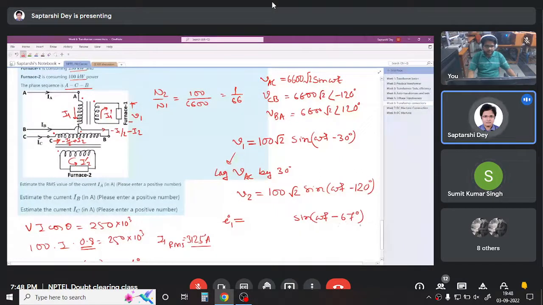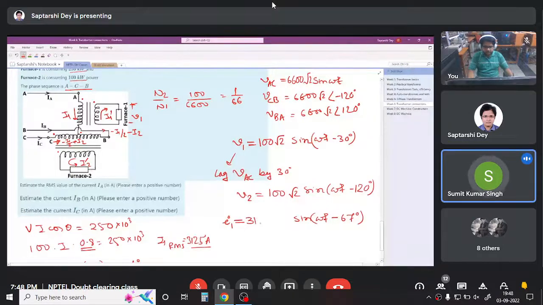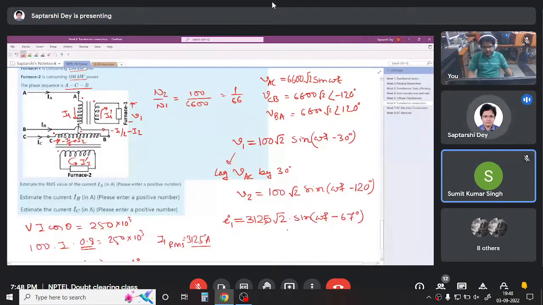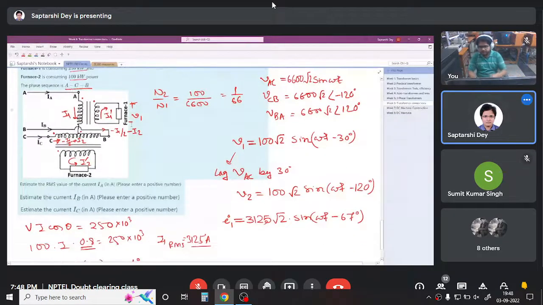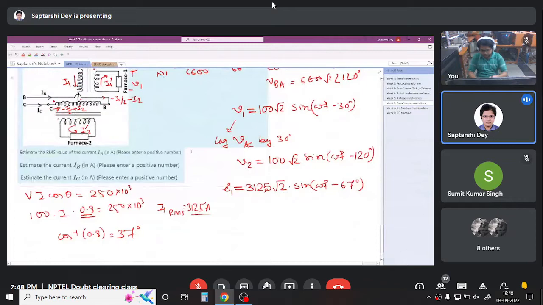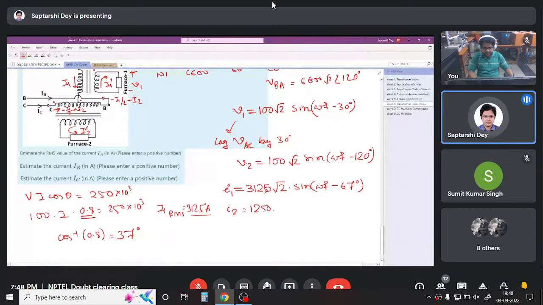Yes. Minus 67 degrees with respect to what? VAC. So basically, I1 is lagging VAC by 67 degrees. This is our reference. And what will be the magnitude? Times root 2. So I1 is this much. Both of them are at 0.8 lagging. So we have furnace 2 as 100 kilowatt of power at 0.8 lagging. So 1250 as its RMS, into root 2. Sine, can someone tell me the angle?